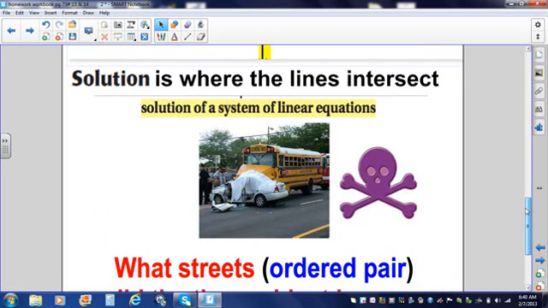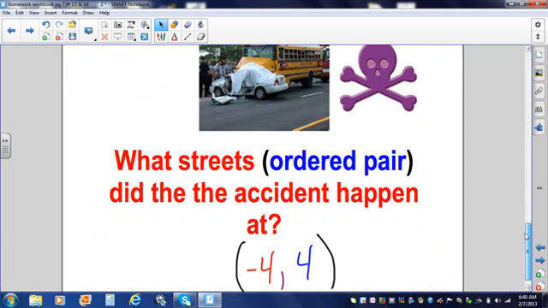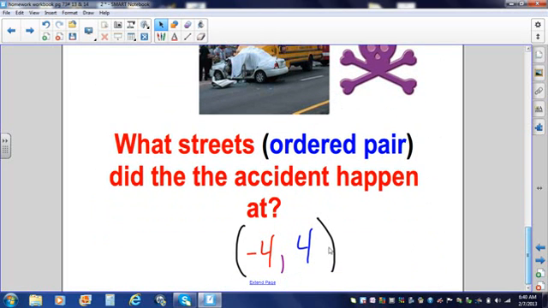So our solution is where the lines intersect. Which streets did the ordered pair, or the accident, happen at? Negative 4, 4, baby.